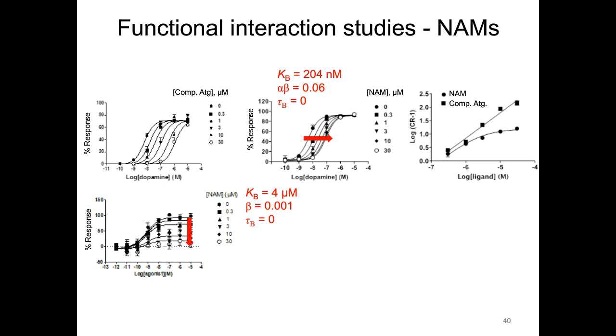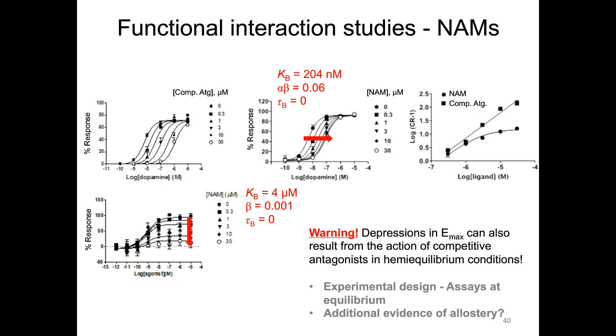We should note, though, that such effects can be observed for the action of slow dissociating orthosteric antagonists in conditions of hemiequilibrium, such as one might encounter in transient assays, such as calcium mobilization. For such observations, then, one needs further evidence to reconcile an allosteric mechanism. That might be from the binding experiments that Mary's already described, or changing the design of your functional assay. So what we tend to do is move away from transient assays such as calcium mobilization towards extended assays such as the IP1 assay that has already been described.